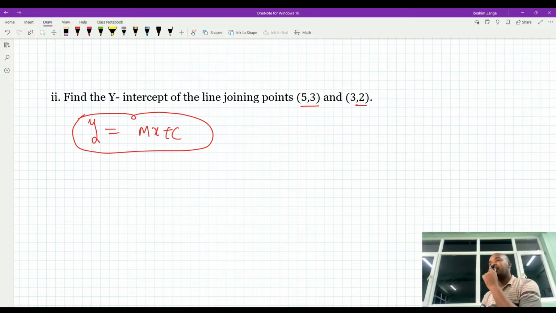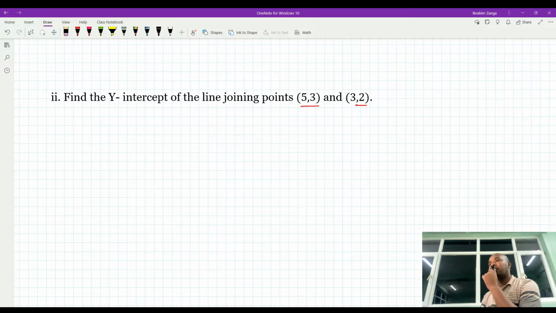Alternatively, you find the equation and then later on the y-intercept is obtained by putting x equals to 0 because we are talking of the value of y when x equals to 0. So from the equation, you're going to get the value of y when x equals to 0.